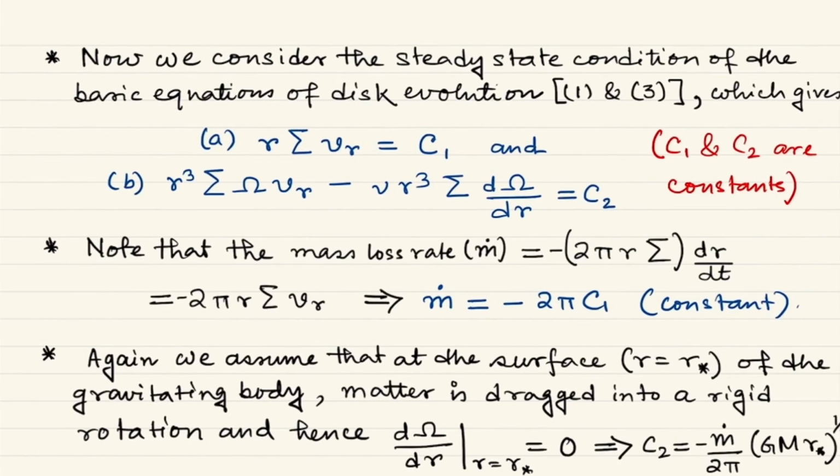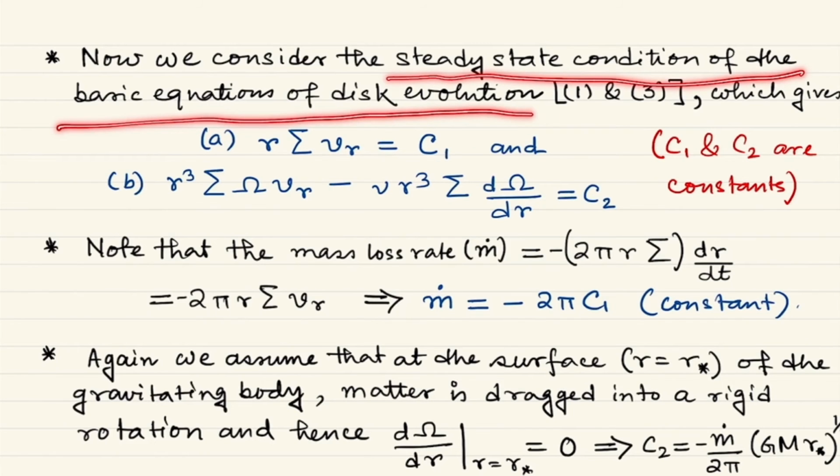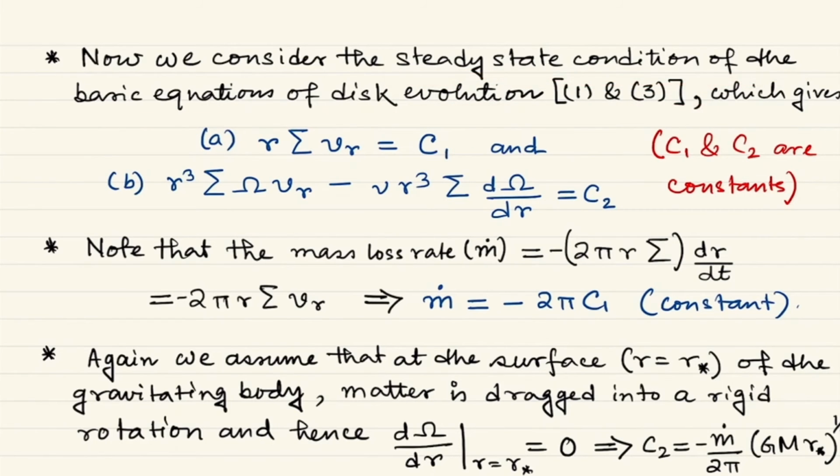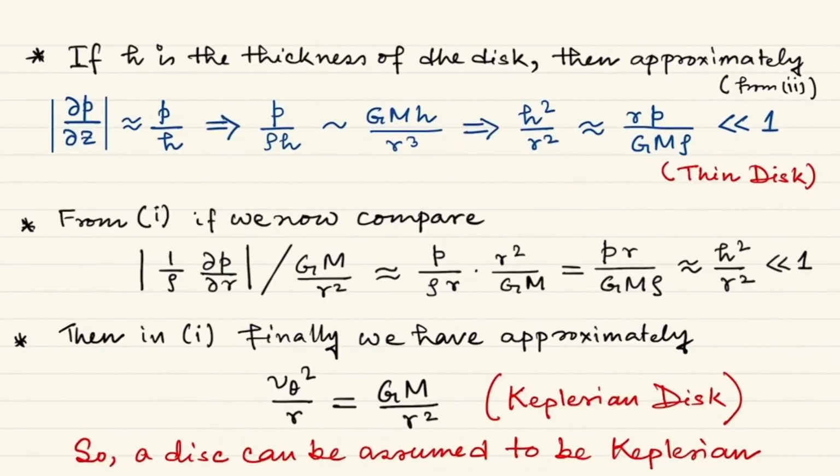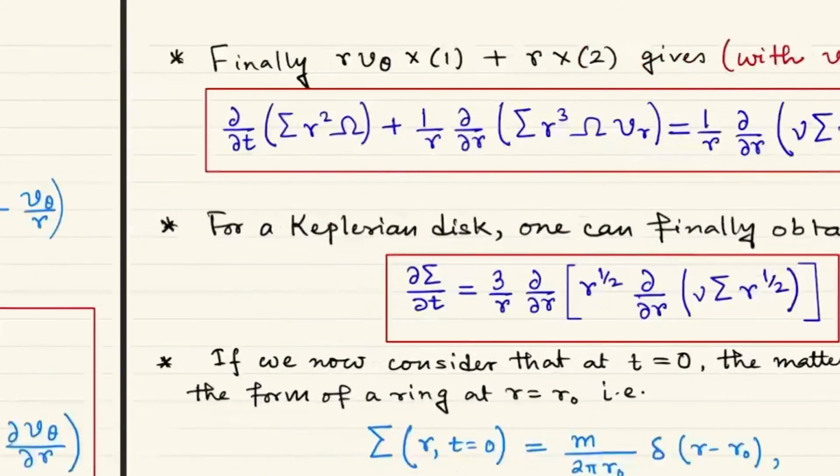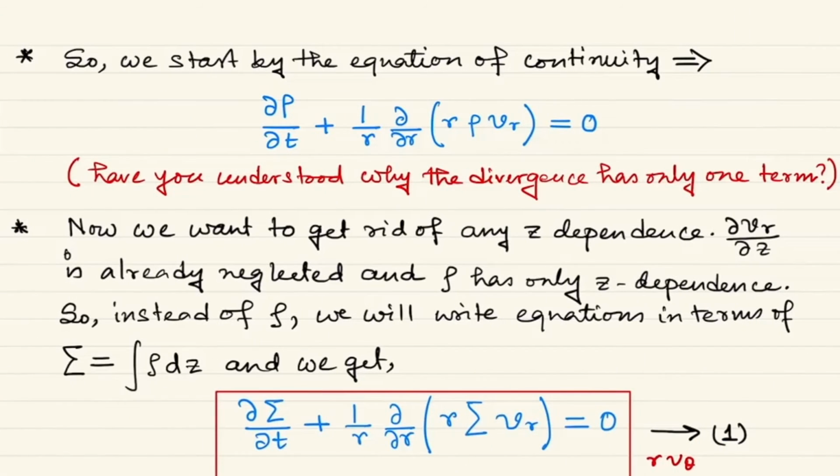Now finally we consider the steady state condition of the basic equations of disk evolution 1 and 3. Okay, that means the continuity equation and the evolution equation for the angular momentum. So now if you just say that the explicit time dependent terms are 0, then you can directly show that R sigma VR is equal to C1. So I can just show you once again, there is no problem in case you forgot. In this equation at steady state, this is 0, so 1 by R goes away. So the thing within this bracket is a constant.